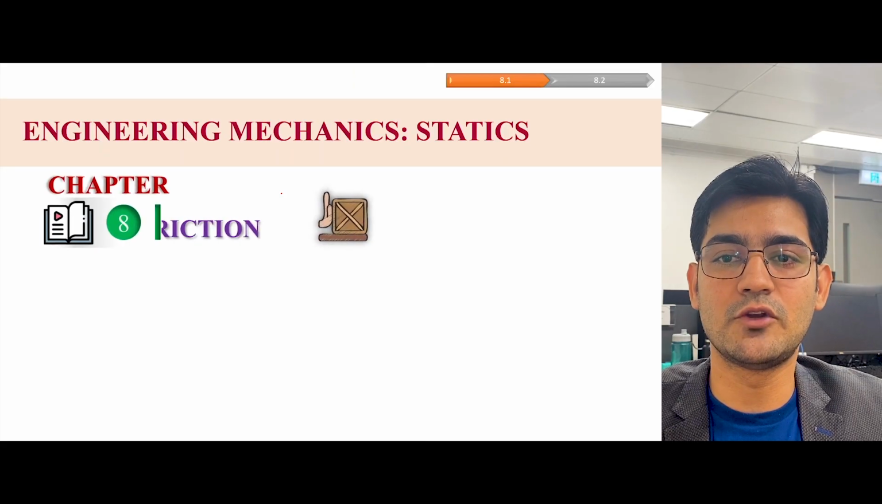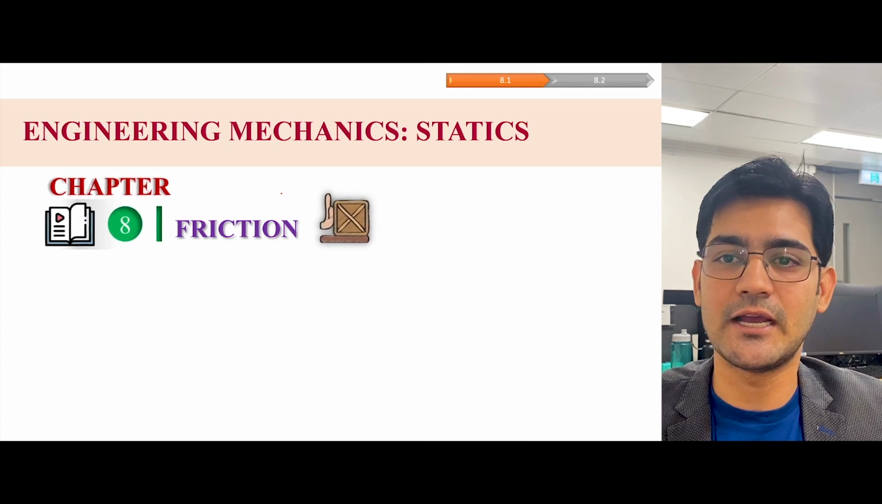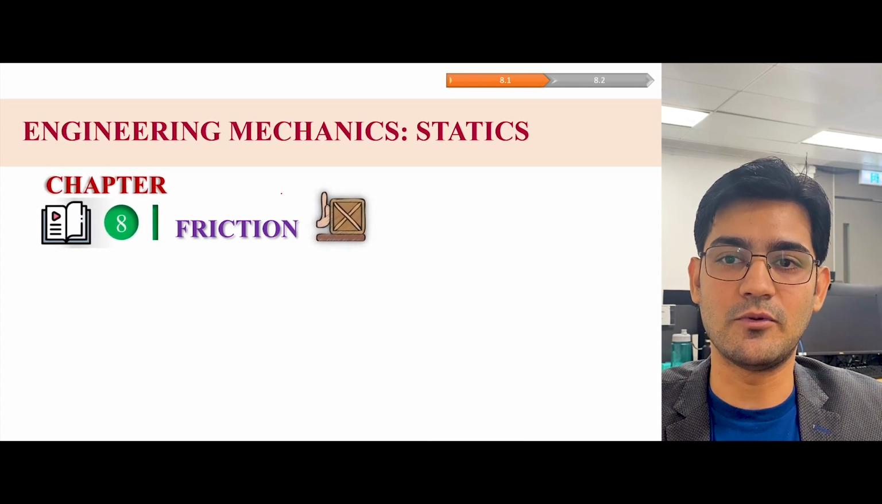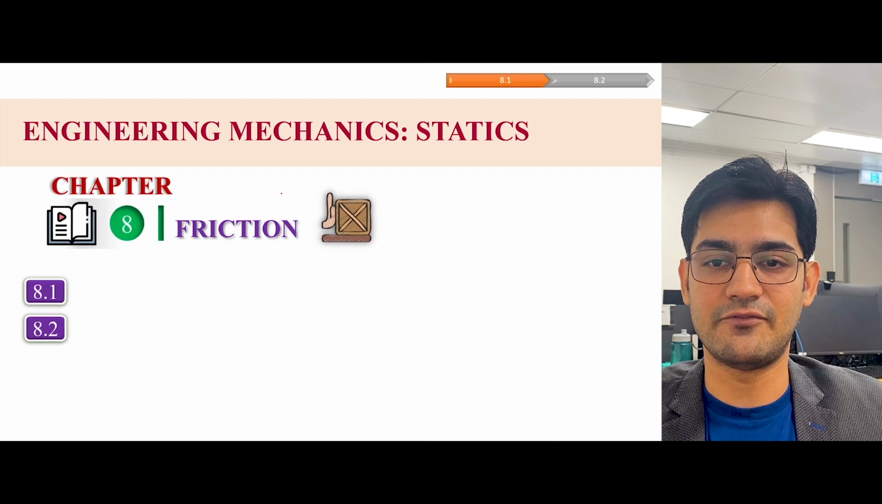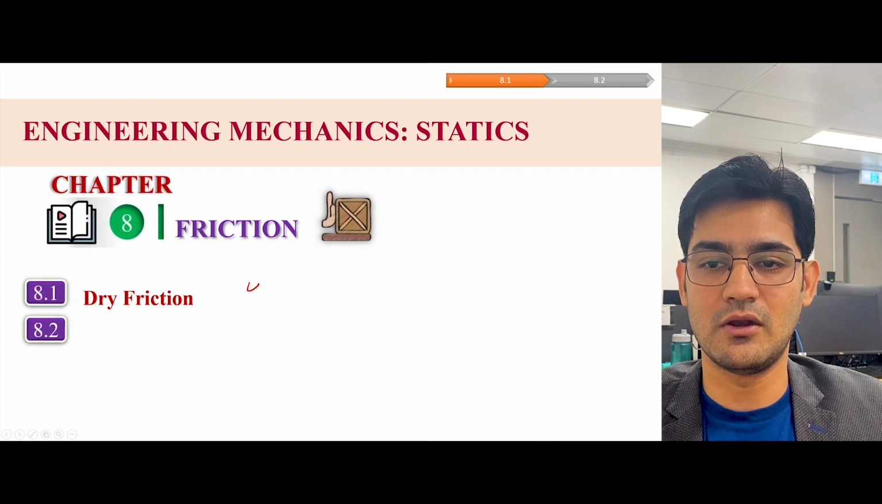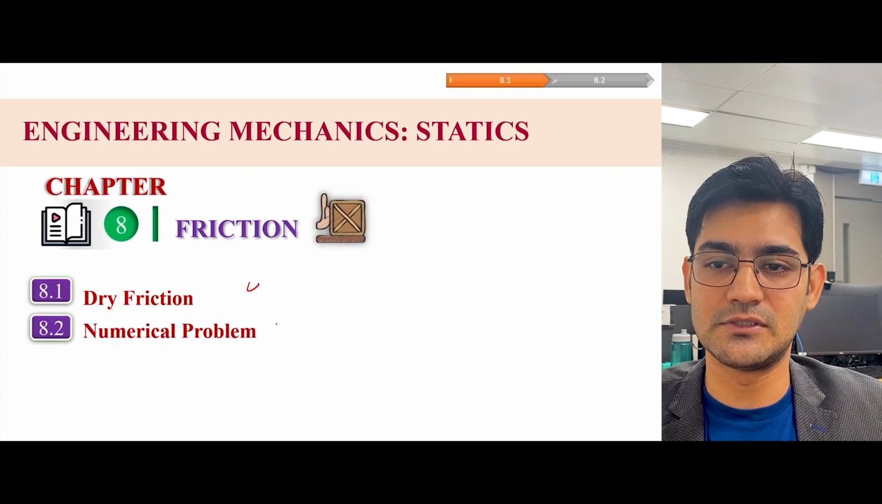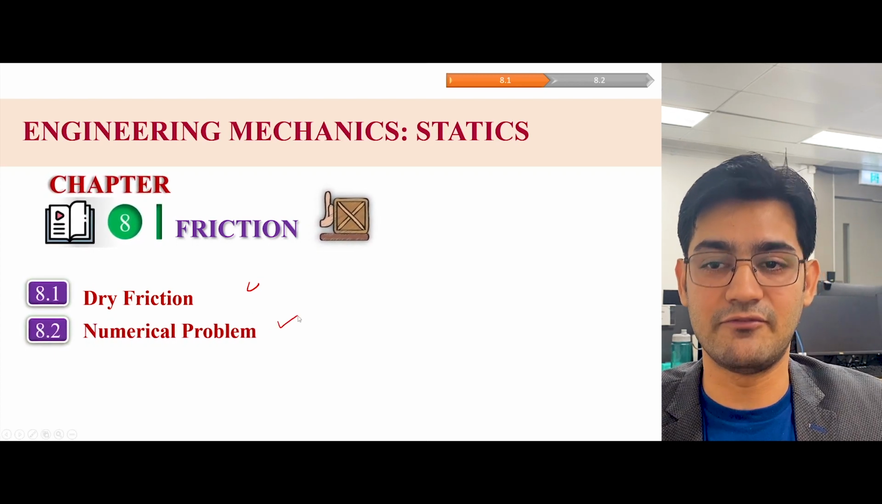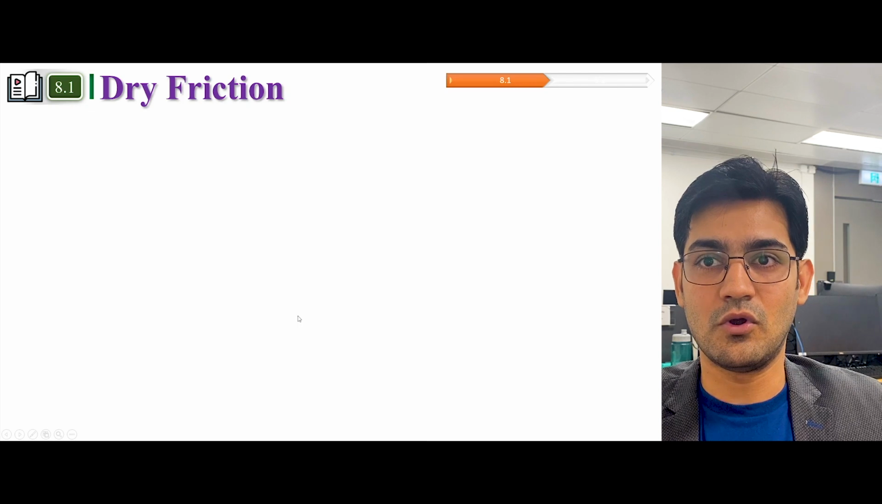So this chapter is going to be about friction. In this chapter we will discuss one type of friction, which is called dry friction, in section 8.1, and in the next section we will talk about some examples to really understand the concept of dry friction. Okay, now what is friction?